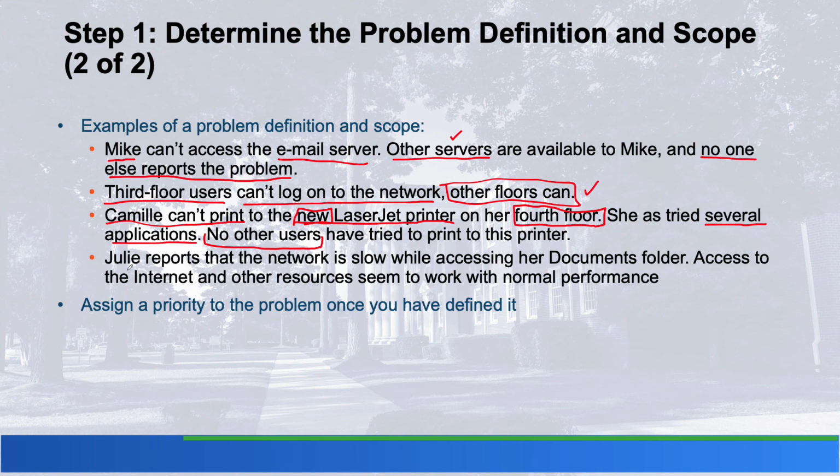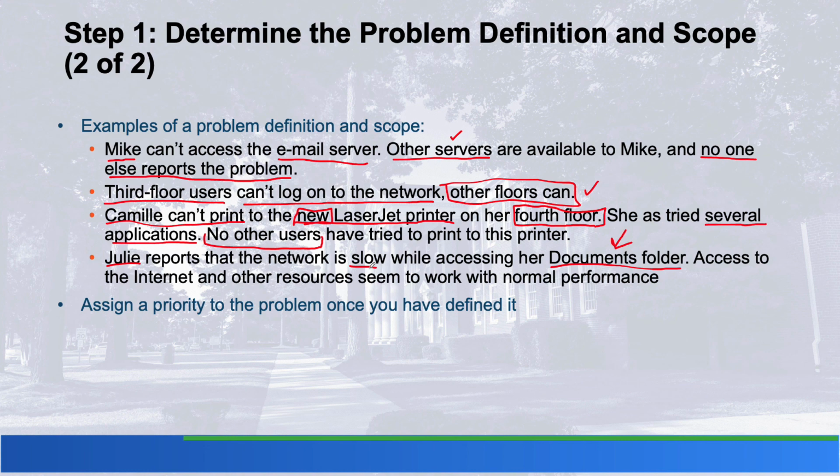Okay. Julie reports that the network is slow while accessing her documents folder. Access to the internet and other resources seem to work with normal performance. So Julie is having problems accessing the documents folder. And it's not that it doesn't work at all. It is that the performance is slow.